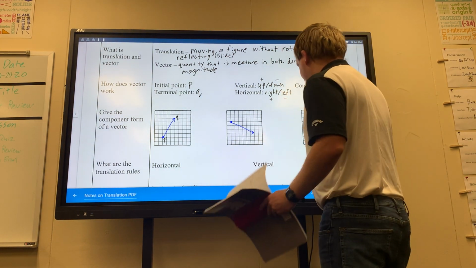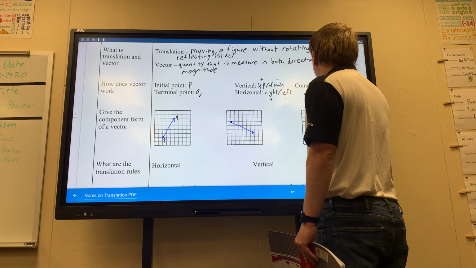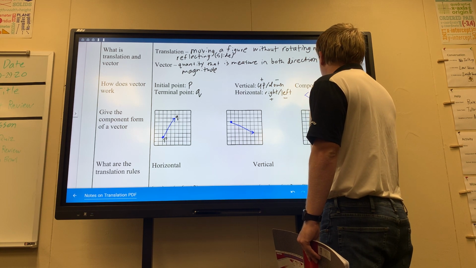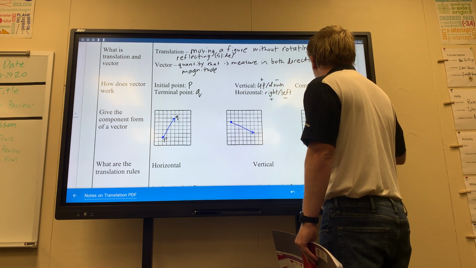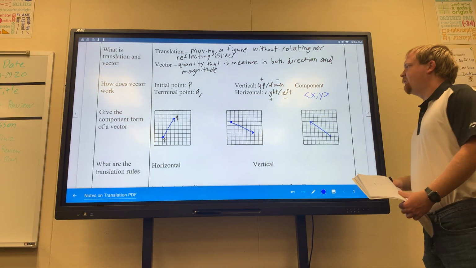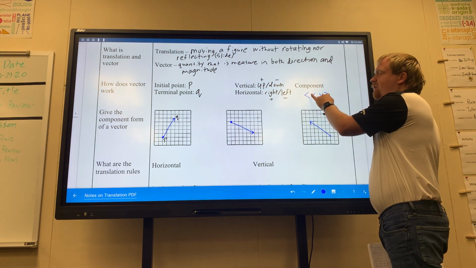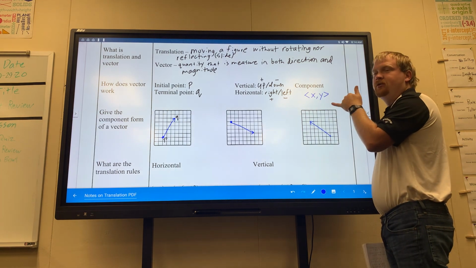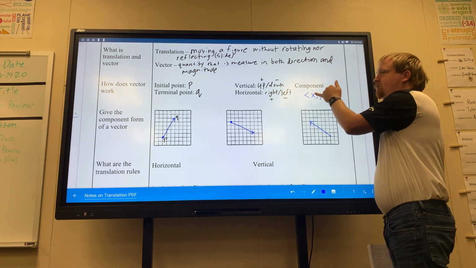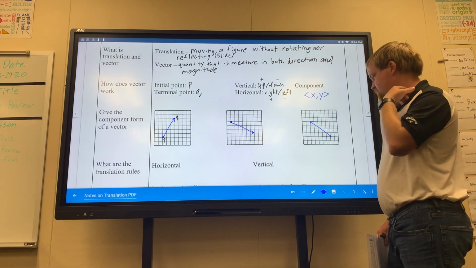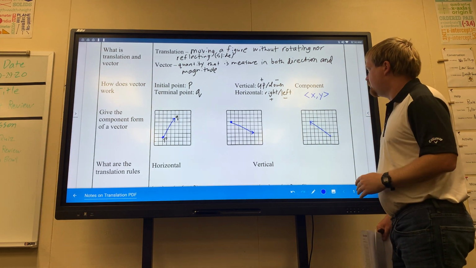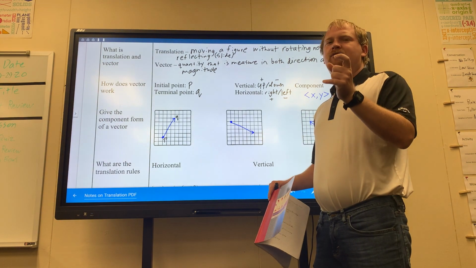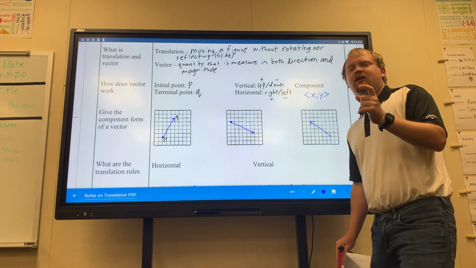Now the vector, or the component form of it, is written just like this, where instead of parentheses, we use a less than and a greater than sign, with the values in between. So instead of parentheses, we use less than and greater than signs to put the direction and the length in between.